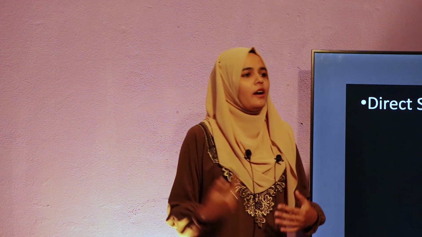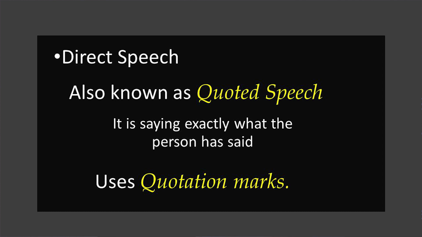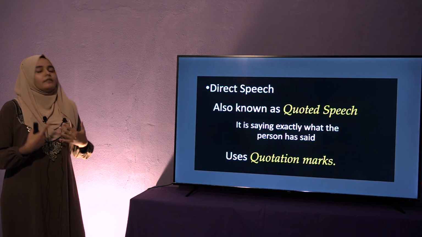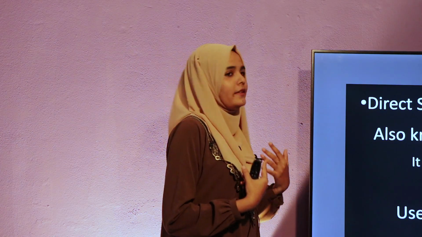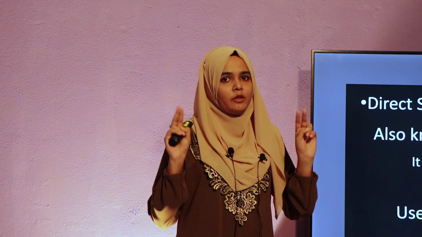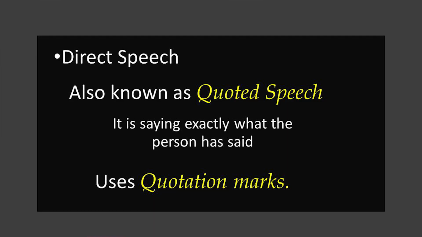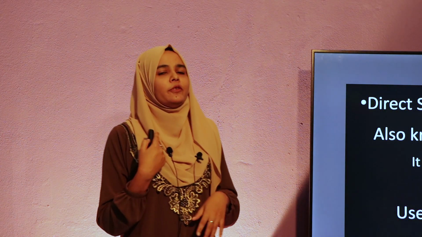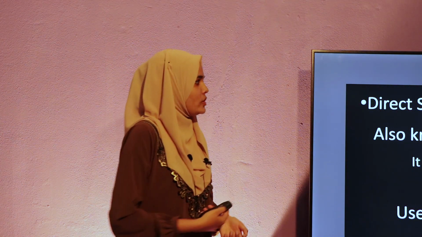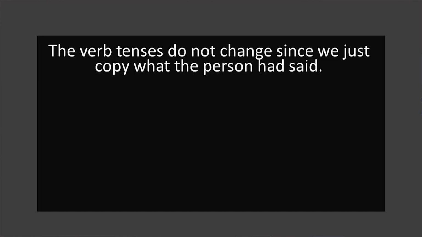Okay, first let us see what is direct speech. Direct speech, in other words known as quoted speech, but it is commonly known as direct speech. It is saying exactly what the person has said. We use quotation marks in direct speech. Let us see if the verb tense changes in direct speech. Well, the verb tenses do not change since we just copy what the person had said.